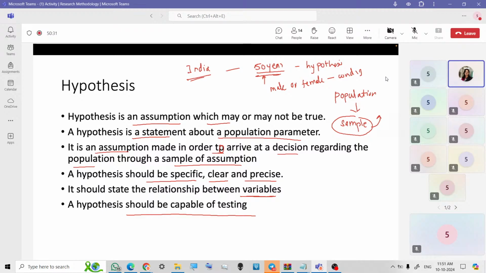A hypothesis should be specific, clear, and precise. This is very important. You have to always work in line with the research problem statement you are working on. It has to be something very specific, clear, and precise. It should state the relationship between the variables. So whenever I'm saying that there is a smoking percentage of male and female, it shows a relationship between male and female in the Maharashtra region. So this should always state the relationship. Otherwise you won't be getting testing done, which is very important.